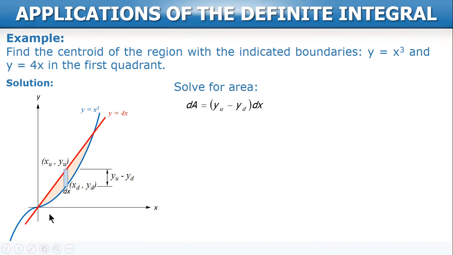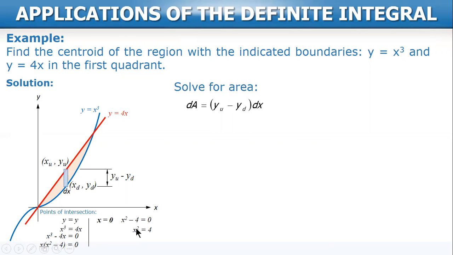So we need the point of intersection. We equate y equal to y, simple. We have x cubed equal to 4x. Then transpose and factor out x, and then separate: x equal to 0, and the other one, x squared minus 4 equal to 0.